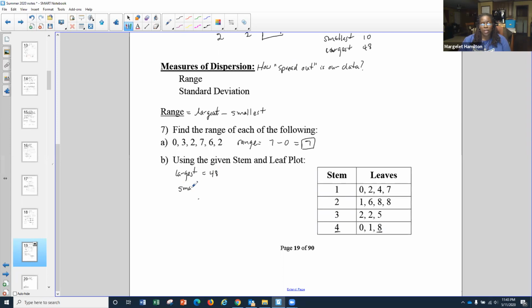And our smallest, so it's going to be here in our first row, 1 is our 10's place and 0 is our 1's place, so 10. Right? So we have our largest and we have our smallest value. So now our range equals 48 minus 10, which is 38. And it's just that simple. Okay? Now, let's look at standard deviation.